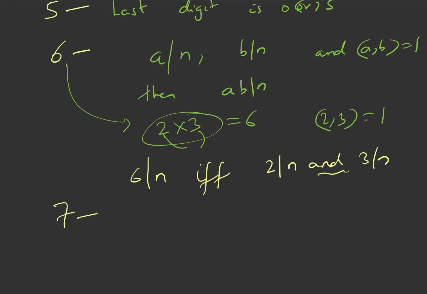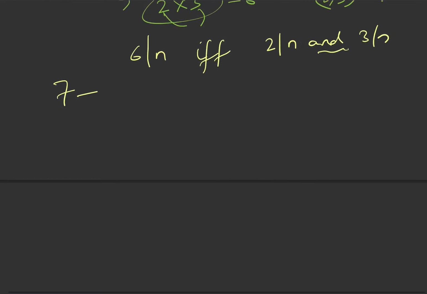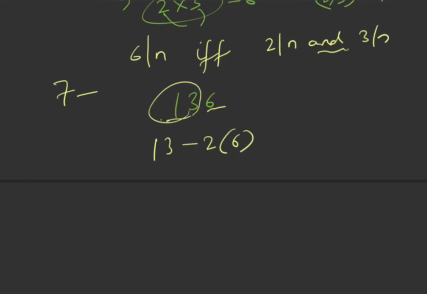Similarly, for 7, you might not have studied this property in your school. So I'll just explain the property, but the proof we'll do later. If I want to check whether 136 is divisible by 7 or not, what I need to do is ignore the last digit and take the number formed from first to second last, that is 13, and subtract 2 into the last digit, that is 2 into 6, so I'll get 1. So 1 is not divisible by 7, right? 7 does not divide 1.